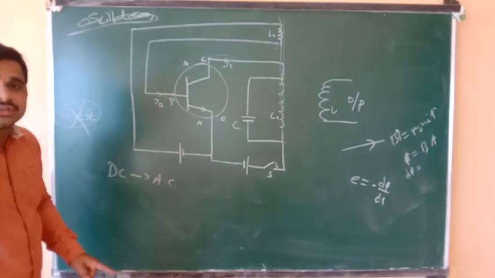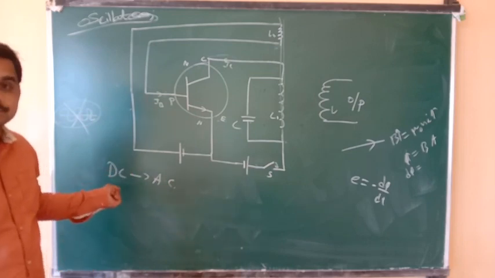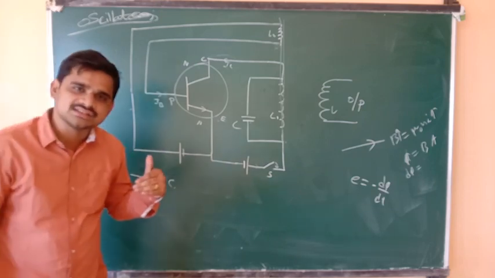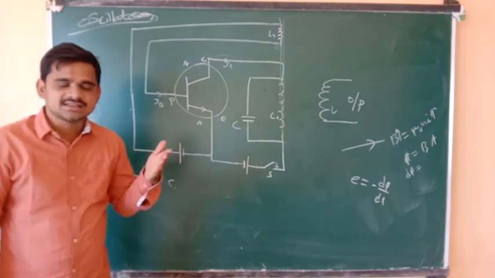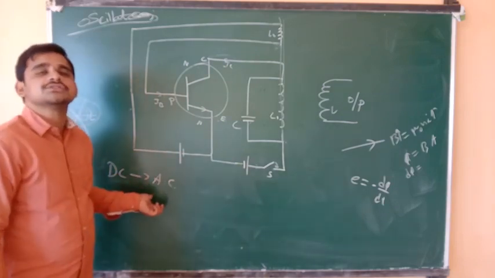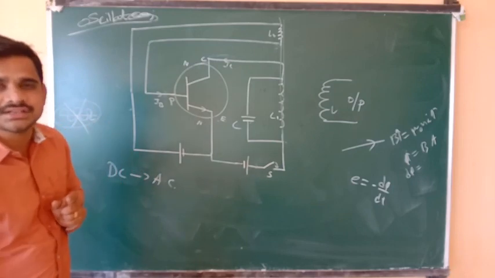Previously we saw a device used for converting AC into DC. AC into DC is converted by a rectifier, right? So here DC has been converted into AC. This is also called an inverter. What is it? Inverter.